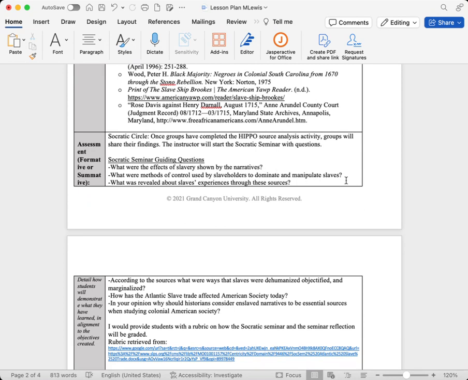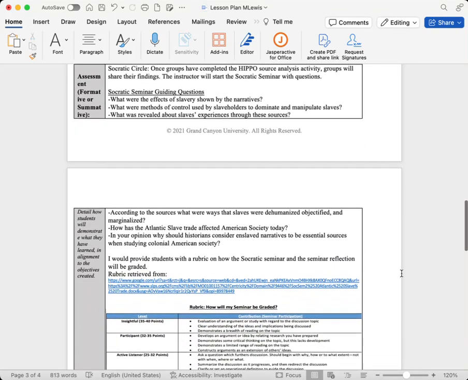What were methods of control used by slaveholders to dominate and manipulate slaves? What was revealed about slaves' experiences through these sources? According to the sources, what were ways that slaves were dehumanized, objectified, and marginalized? How has the Atlantic slave trade affected American society today? And our last question would be, in your opinion, why should historians consider enslaved narratives to be essential sources when studying colonial American society?